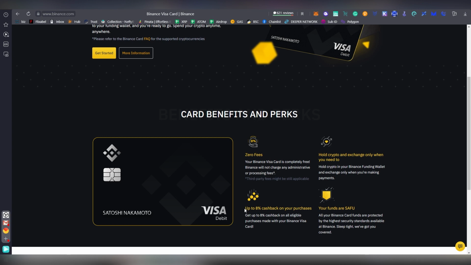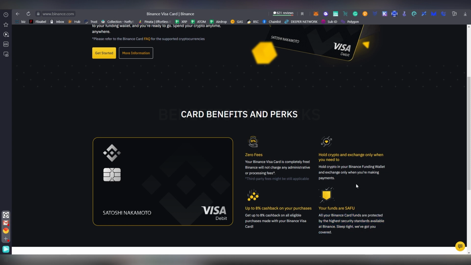Then there is up to 8% cashback on this credit card on Binance. So there's different tiers, and we're going to be looking into that a bit later in this video. And all your funds are safe, protected by the highest security standards available at Binance. Sleep tight, we got you covered.